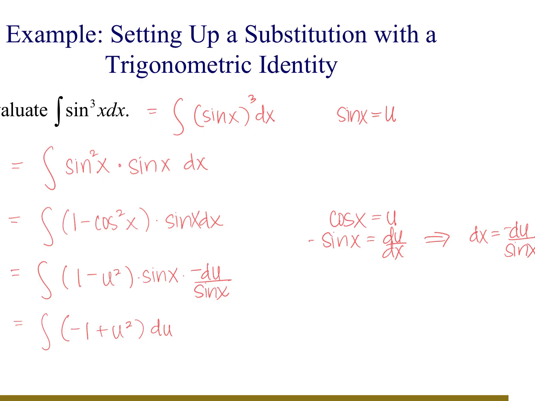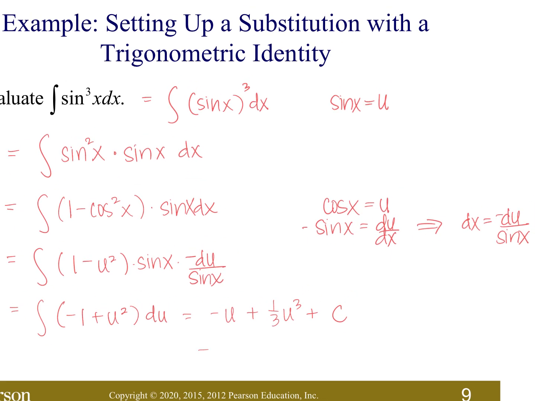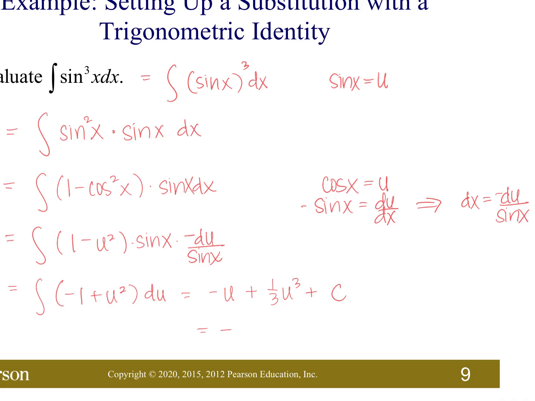Is that something you can find the antiderivative of? I think you should. I pass it to Josh. Negative u plus 1/3 u cubed plus c. And so then change your u back. And so the antiderivative is negative, and the u that worked was the cosine, so negative cosine of x plus 1/3 of cosine cubed of x plus c. So this is the antiderivative of sine cubed.